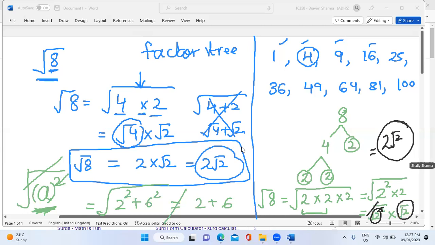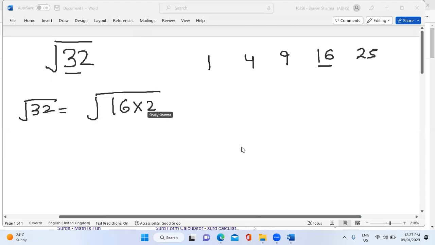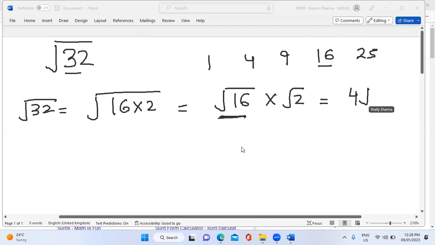Okay, let's take one more example. For example, I have the number 32. I have to find its square root and make it in simplified form. So first, again, I will check my square numbers. I can see that 32 can be written as 16 times 2. So I write square root of 32 is equal to square root of 16 times 2. Then I split it as square root of 16 times square root of 2. Square root of 16 is a perfect square, so it is 4, and then square root of 2. So this is the simplified form.